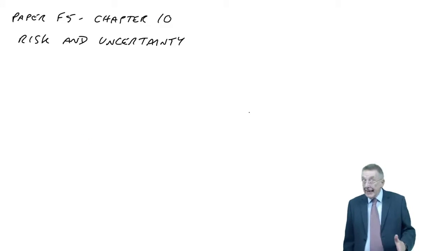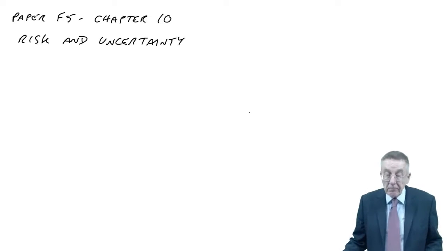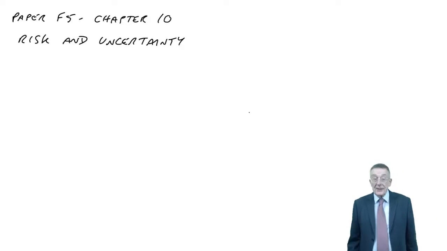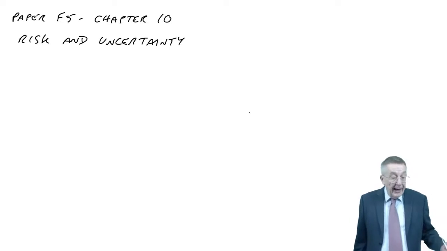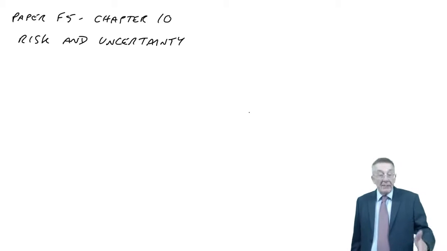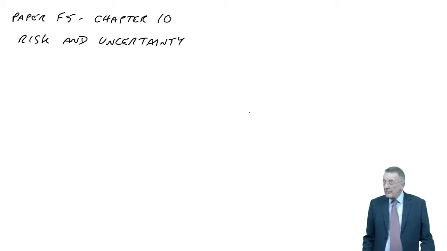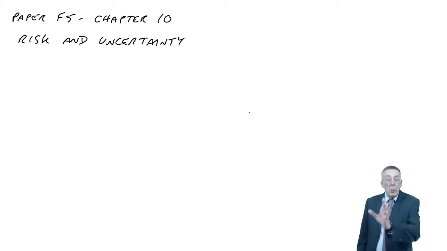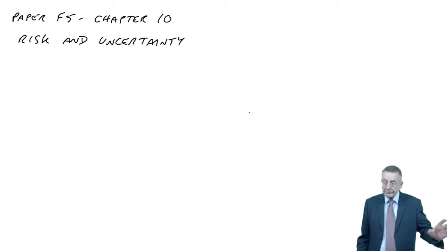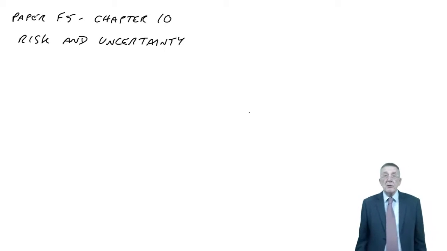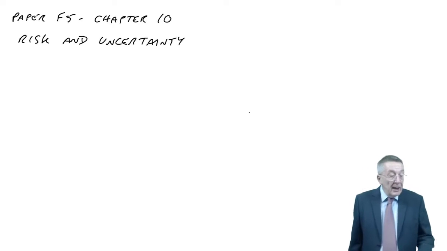This lecture is on chapter 10 of the paper F5 lecture notes, which is risk and uncertainty. And it's another area like several earlier ones where, although there are only 3 pages here, there is quite a bit we need to get through, so I will break up the lecture into several shorter ones rather than one great long one.